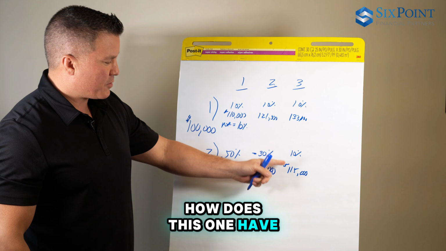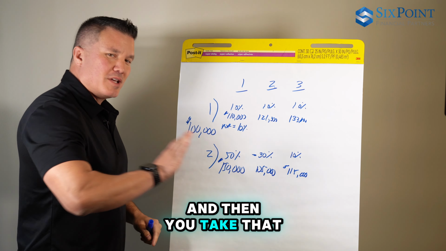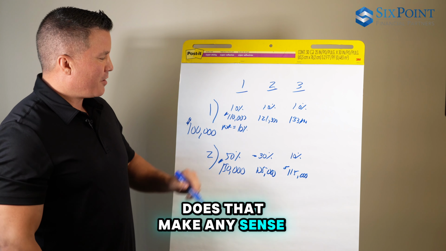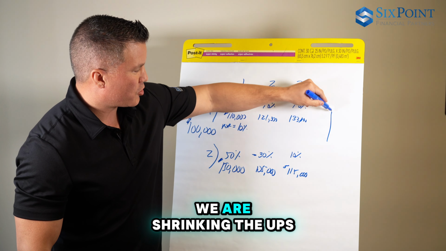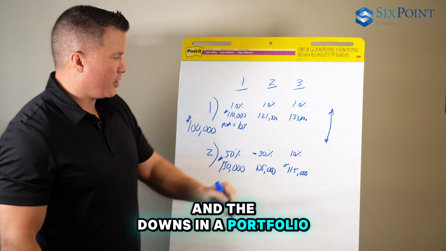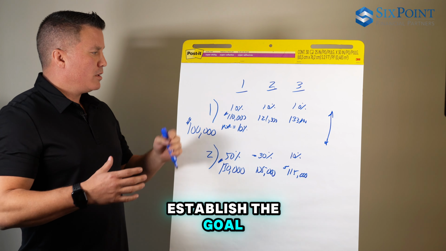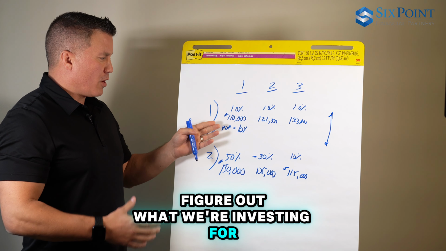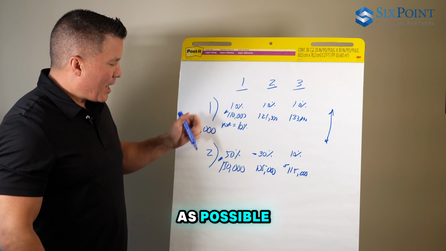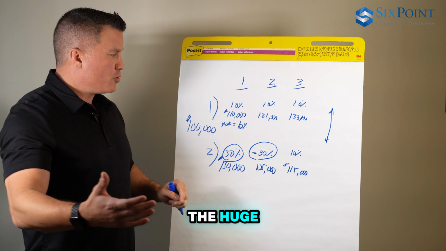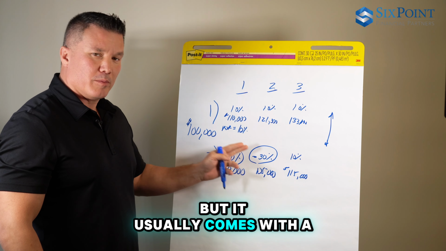How does this one have so much more than this one? And then you take that over the next 15, 20, 30 years. Does that make any sense? The reason is we are shrinking the ups and the downs in a portfolio. We want to be like investor number one. Establish the goal, figure out what we're investing for, and then stay as consistent as possible and try to stay away from these. Okay, obviously we want the huge upside, but it usually comes with a big downside.